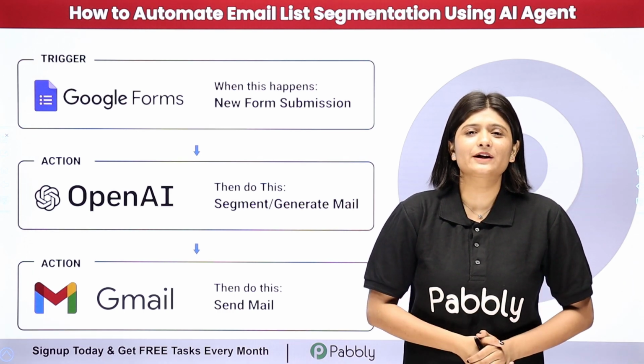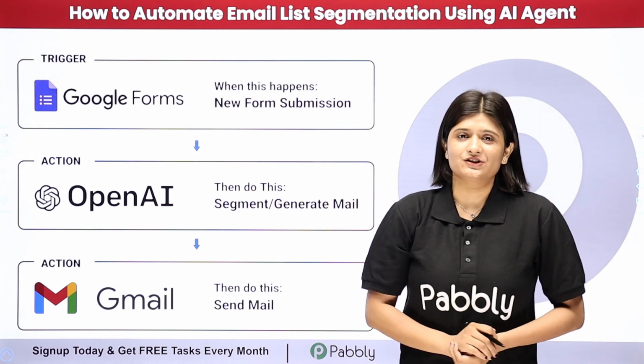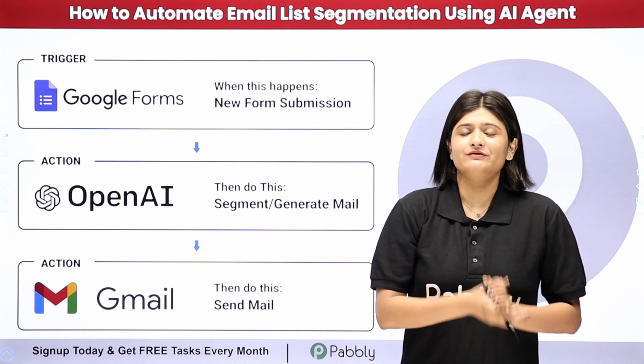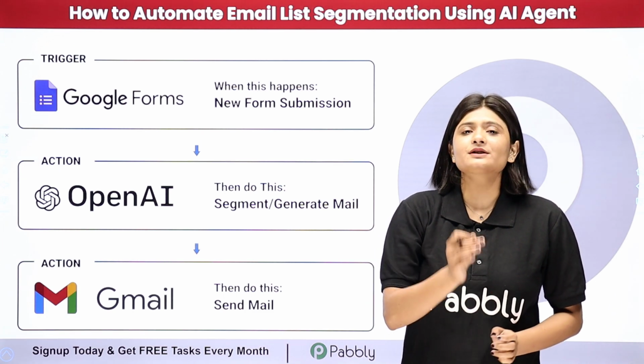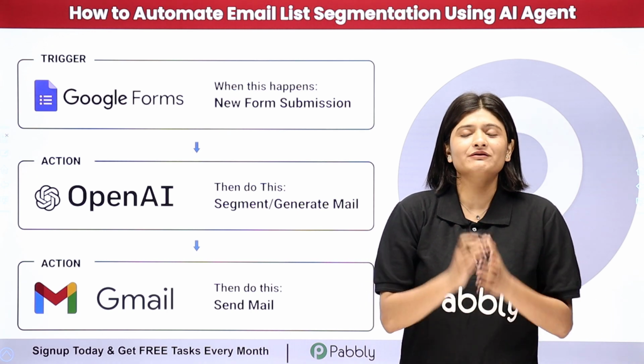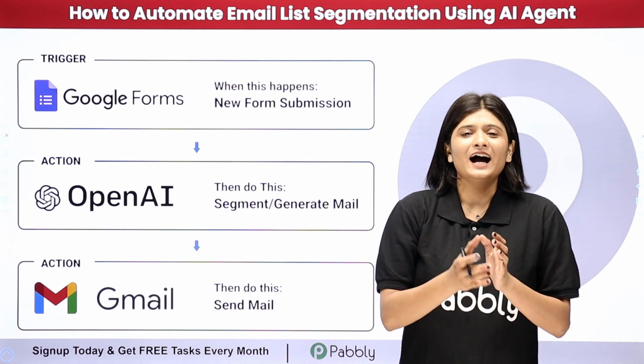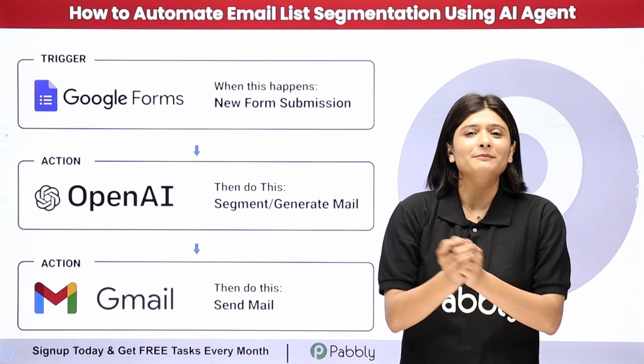In this video, we are going to learn how to automate email list segmentation using AI agent. So let's suppose I am running a fitness center and I want to send personalized health emails to my customers. Now doing this manually will consume a lot of time, so I am completely going to automate this process, and to do this automation I am going to use Pabbly Connect.